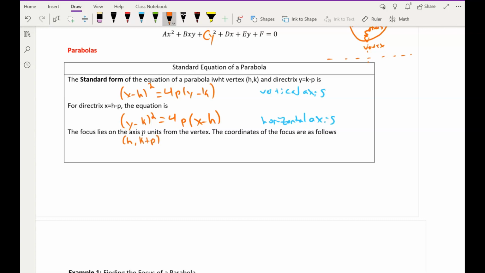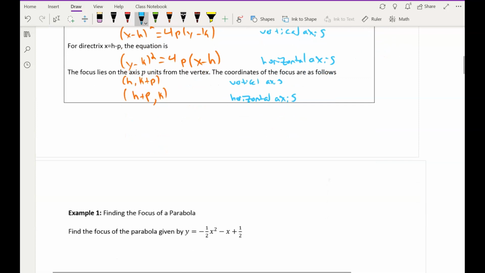And then if we have a horizontal axis, well in this case, the x value is the one that's going to shift to the left or the right. So you take that p value and add it to the x value, or h. Okay, so just to reiterate, this would be if it's a vertical axis, or if you have a horizontal axis, it will be the bottom one.